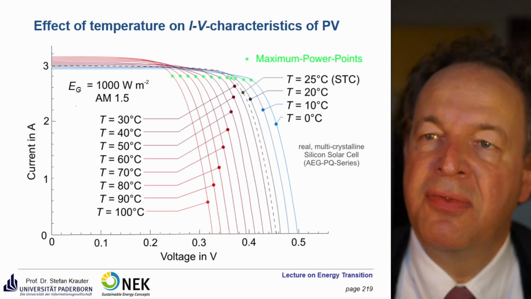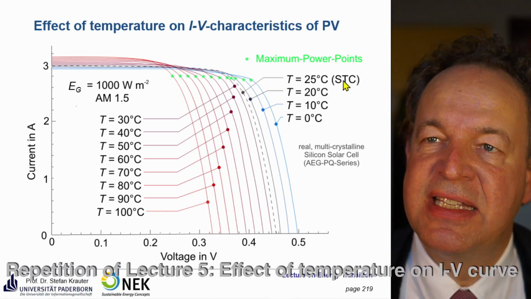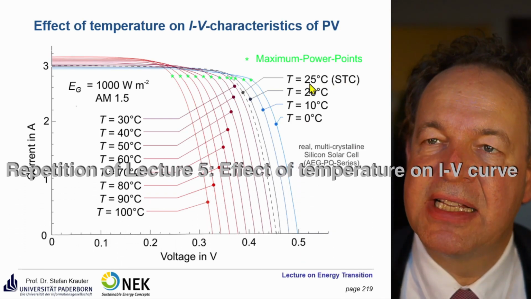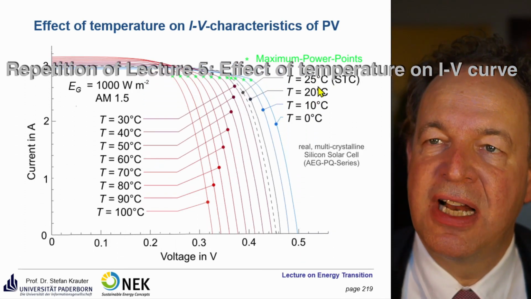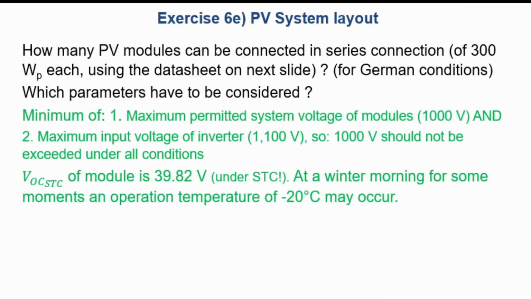So you see here, we have the standard test conditions, called STC. This is all measured at an operating temperature of the solar cell of 25 degrees. You see, if you lower the temperature, the voltage goes up. So we have to consider the increase in voltage, which occurs in the voltage at the maximum power point as well as in the open circuit voltage.